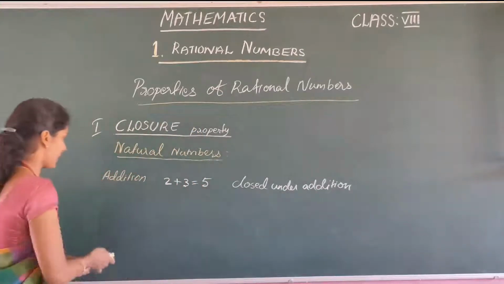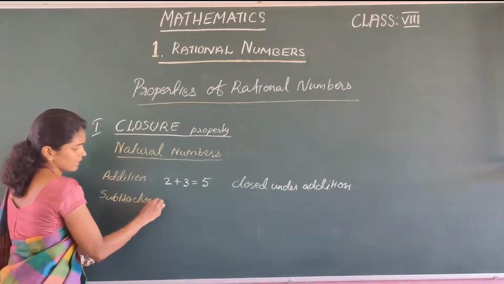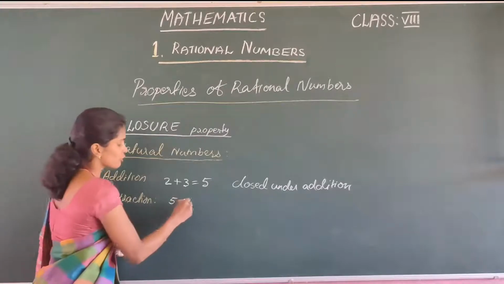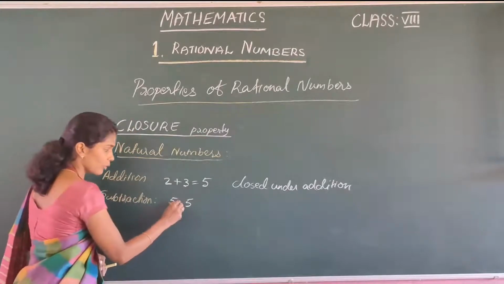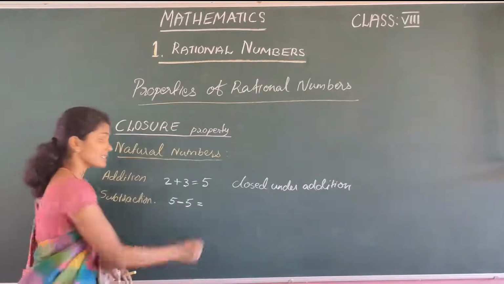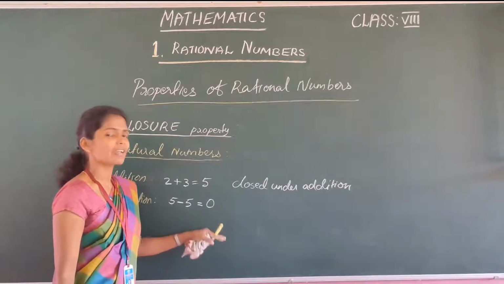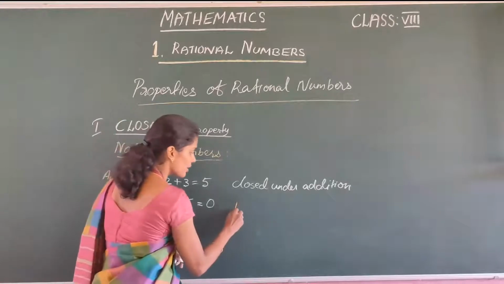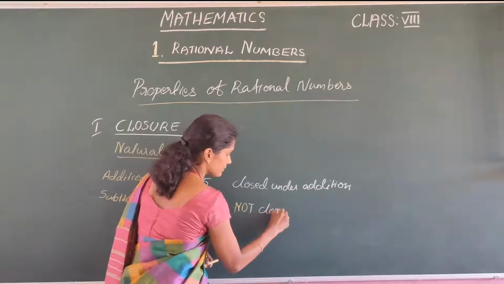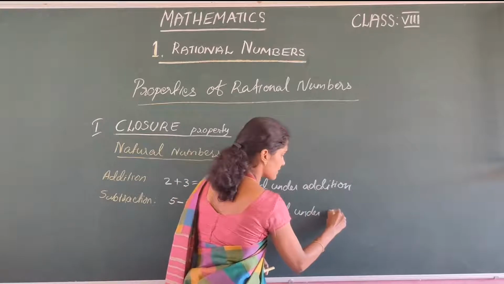Then what happens in the case of subtraction? Here also take any two numbers. I take 5 and also 5, the same numbers. What about subtraction? 5 minus 5 is 0. 0 is not a natural number. Then what happened here? This is not closed under subtraction. Natural numbers are not closed under subtraction.